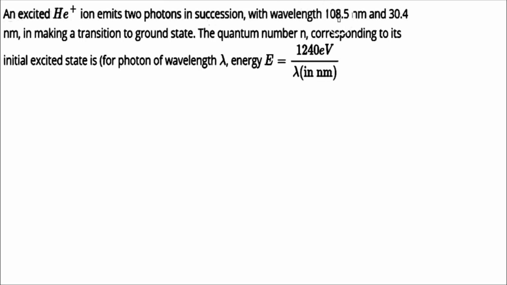The question: an excited helium ion emits two photons in succession with wavelengths 108.5 nanometer and 30.4 nanometer. In making the transition to the ground state, the quantum number n corresponding to its initial excited state is. For a photon of wavelength lambda, energy E is equal to 1240 electron volt upon lambda, with lambda in nanometer.